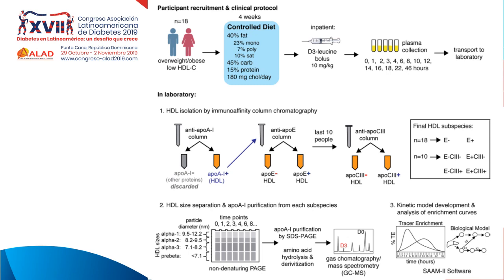We took 18 overweight or obese adults. We fed them a controlled diet for 4 weeks. Then after that, we admitted them and provided them with a D3 leucine bolus. And we collected plasma serially for 46 hours.